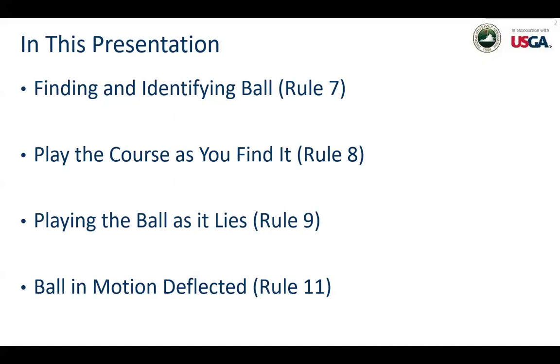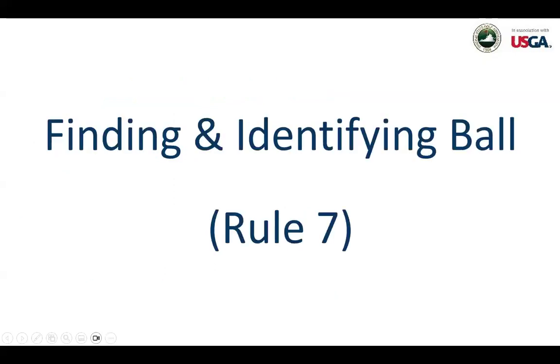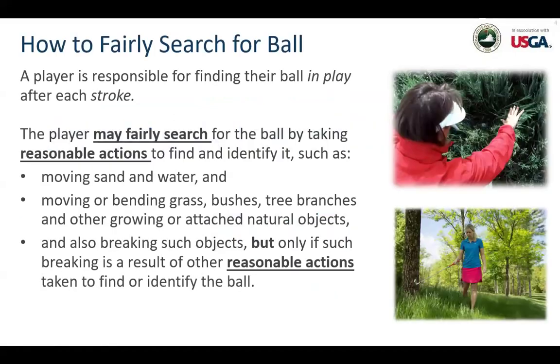But let's go ahead and jump into Rule 7, which is finding and identifying the ball. So the player is responsible for finding their ball in play. You'll see there's a few different ways that can happen, but ultimately it is up to the player themselves to making sure that ball is theirs and playing it.